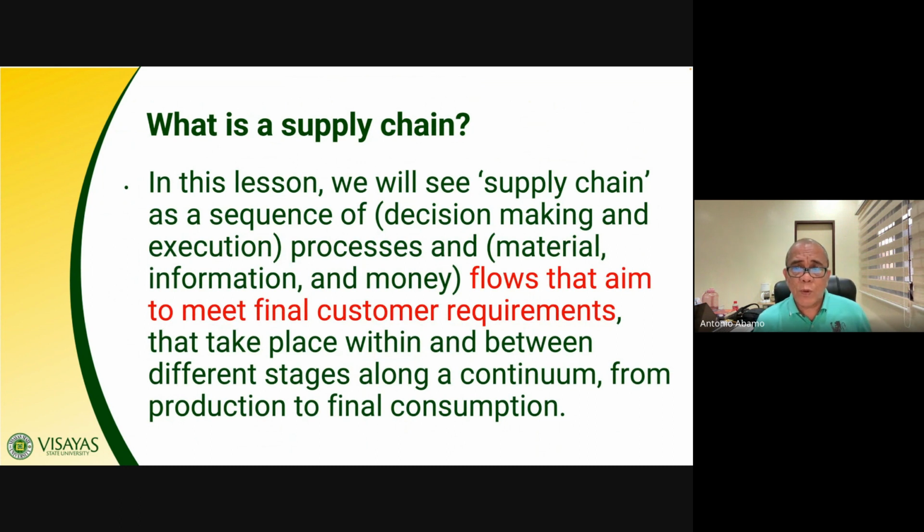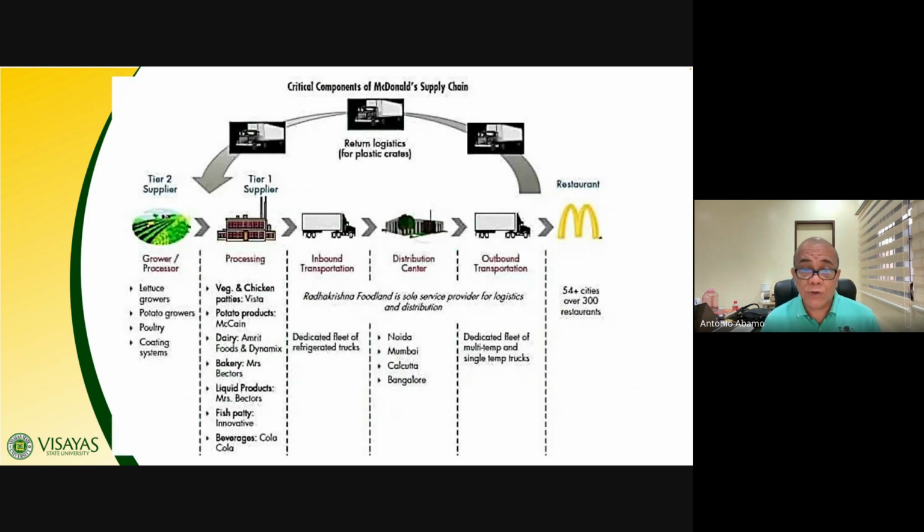Okay, in this lesson, we will see supply chain as a sequence of processes and flows that is aimed to meet the final customer requirements at the downstream end. These take place within or between the different stages along the continuum from production to final consumption, just like that. You have here a connection from the upstream end down to the downstream end.